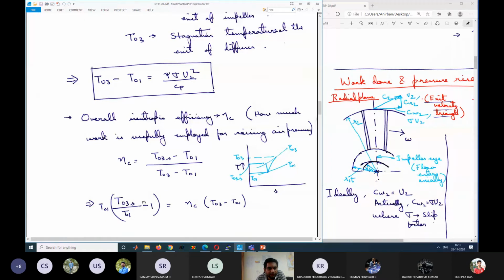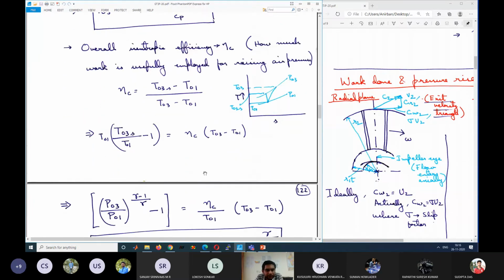If you take T01 common, you have T03s by T01 minus 1. Why have we written it in this form, T03s by T01? To find pressure. Pressure ratio, correct. To find the exit pressure. Because ultimately we want to find the pressure ratio. What is the aim of this centrifugal compressor? To increase the pressure, right? So we want to see how much the pressure ratio is.